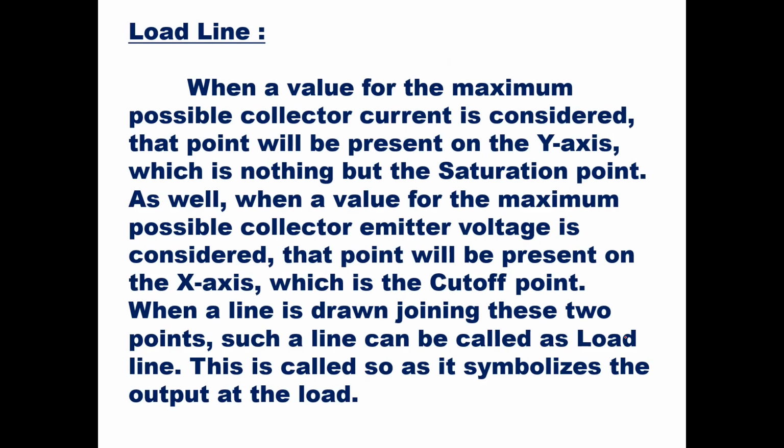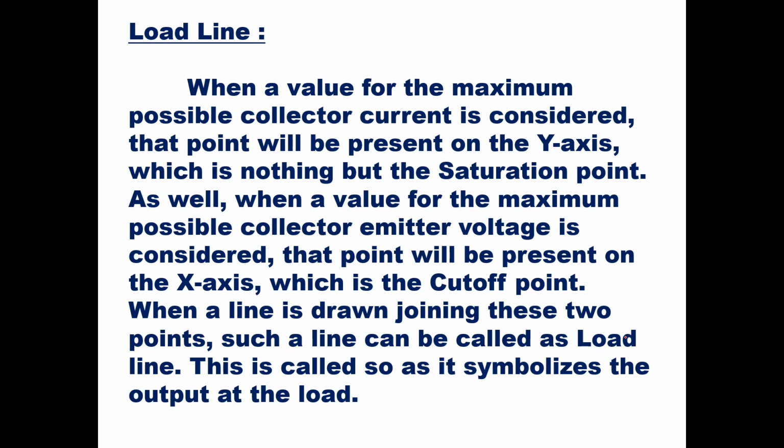If you write a note for that, as I have told you, when a value for the maximum possible collector current IC is considered, that point will be present on the y-axis, which is nothing but the saturation point. As well, when a value for the maximum possible collector emitter voltage VCE is considered, that point will be present on the x-axis, which is the cutoff point. When a line is drawn joining these 2 points, such a line can be called a load line. It is called this because it symbolizes the output at the load.